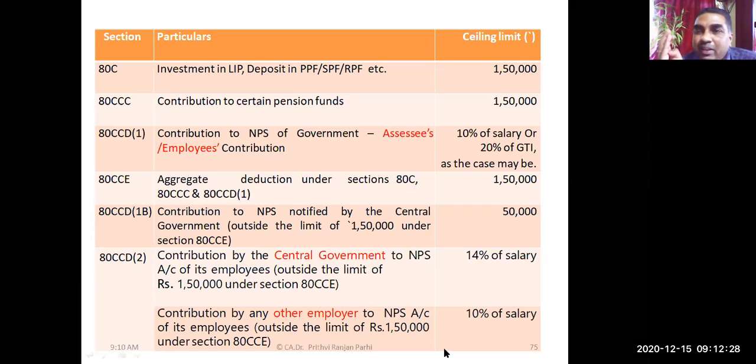CCD1 can be for central government employees, state government employees, private employees, any company's employee, any kind of employee. And even if they are non-employees, we are treating them as self-employed. They can still contribute 20% of their gross total income. Did you understand? Is it clear to you?